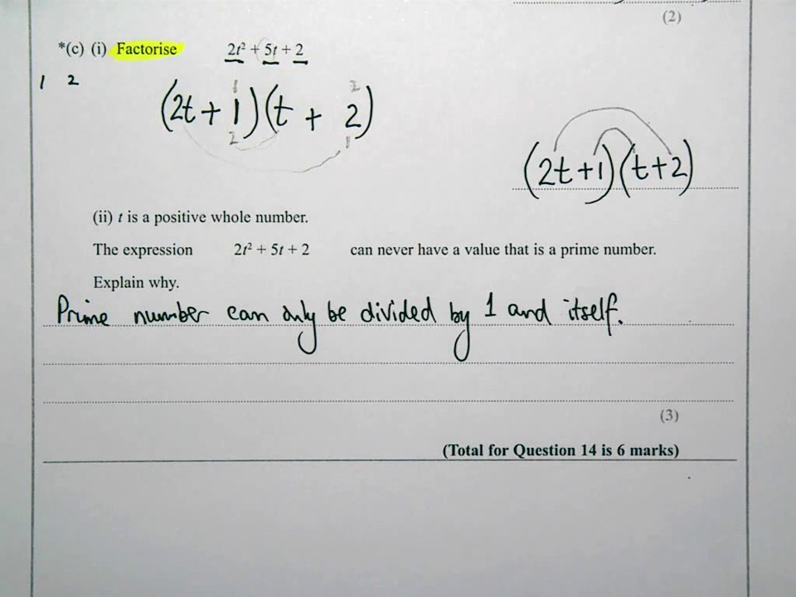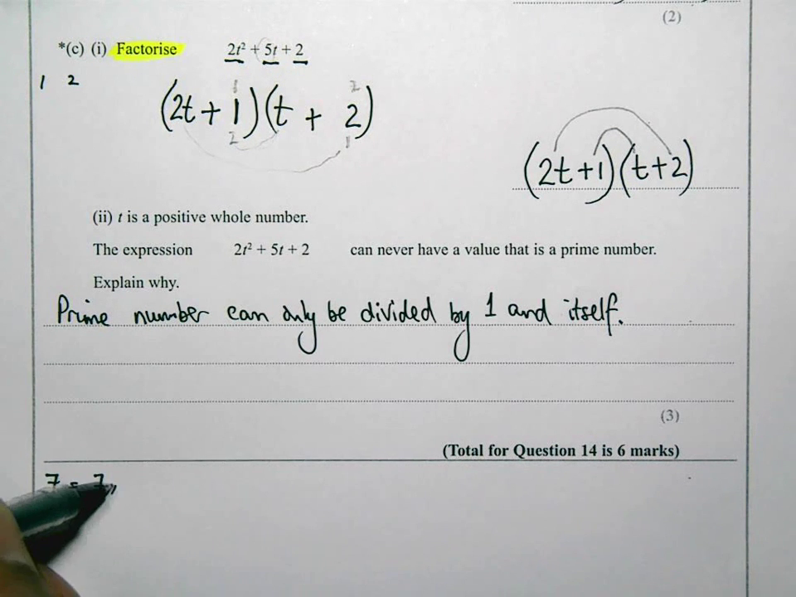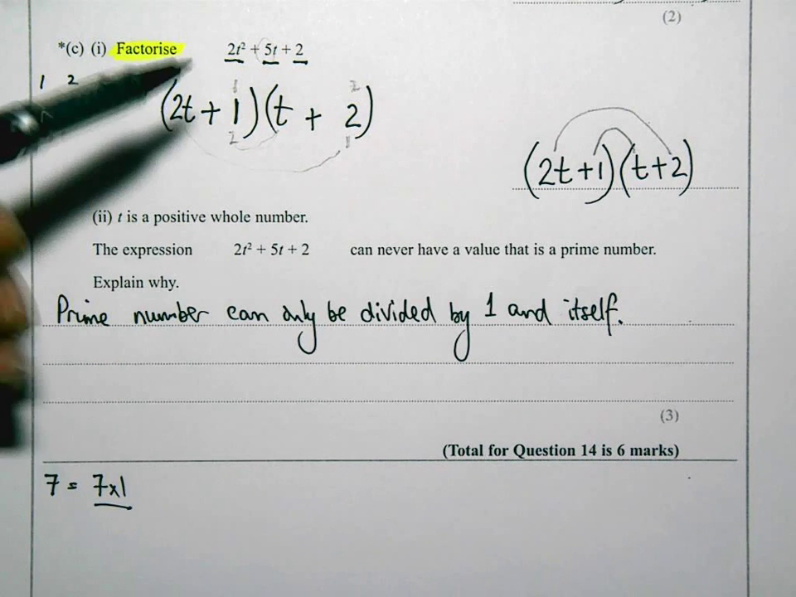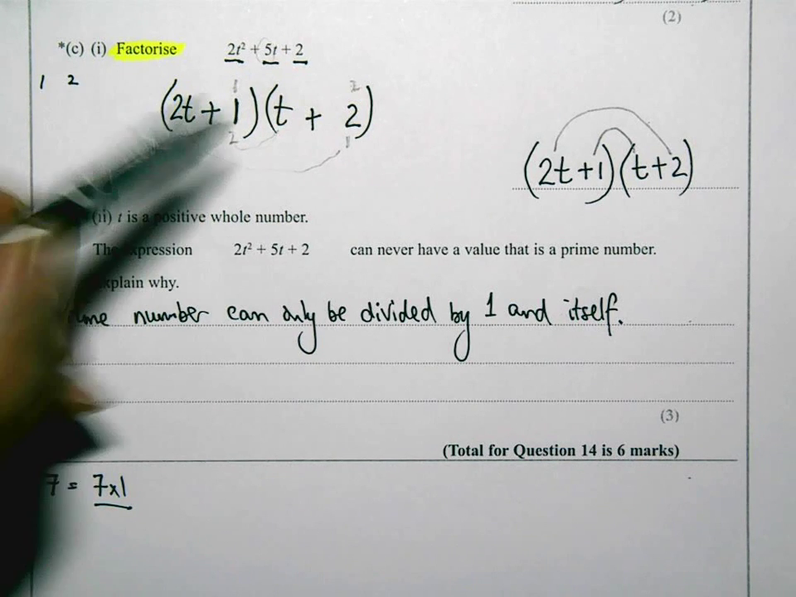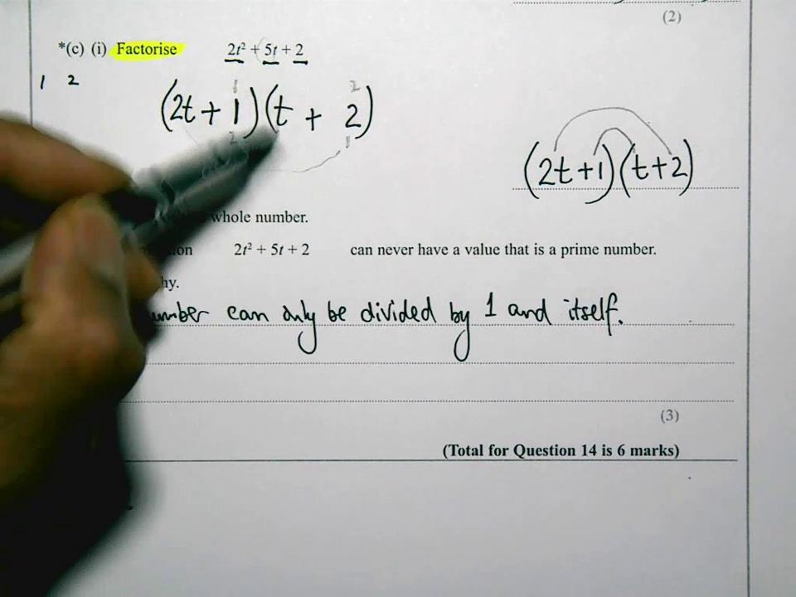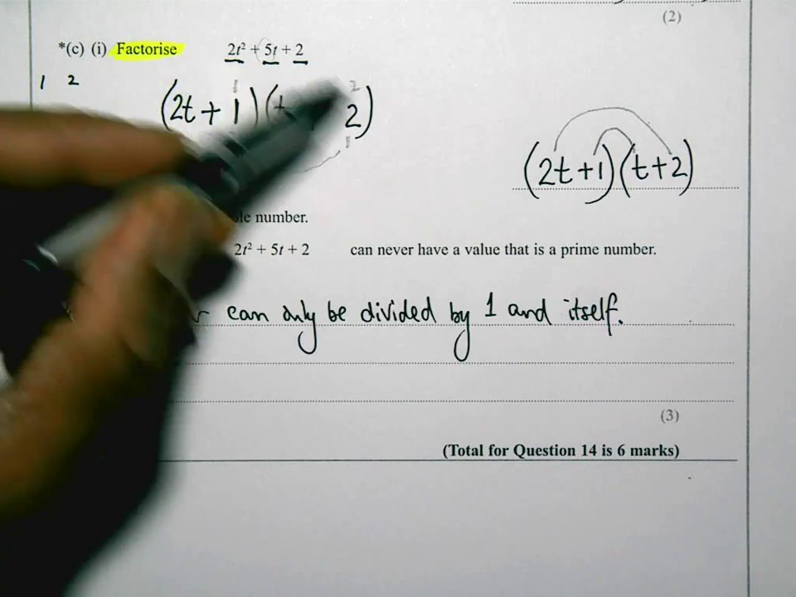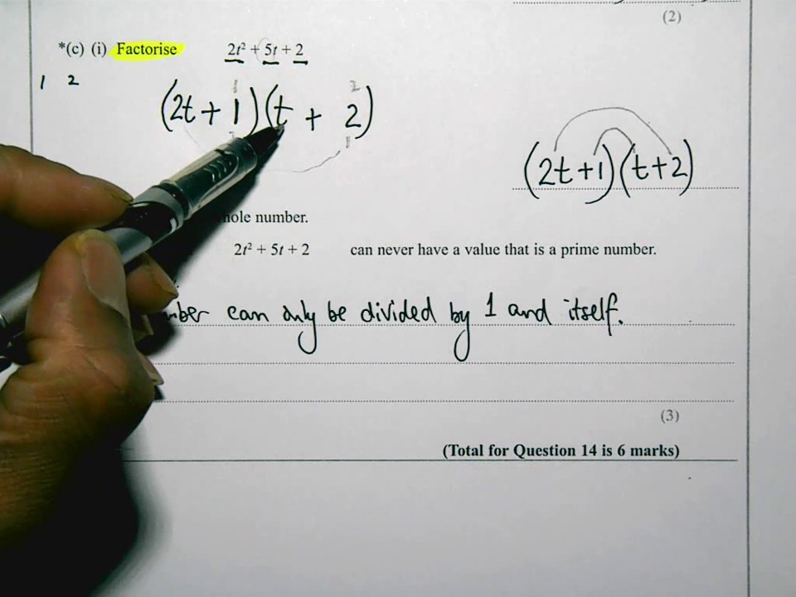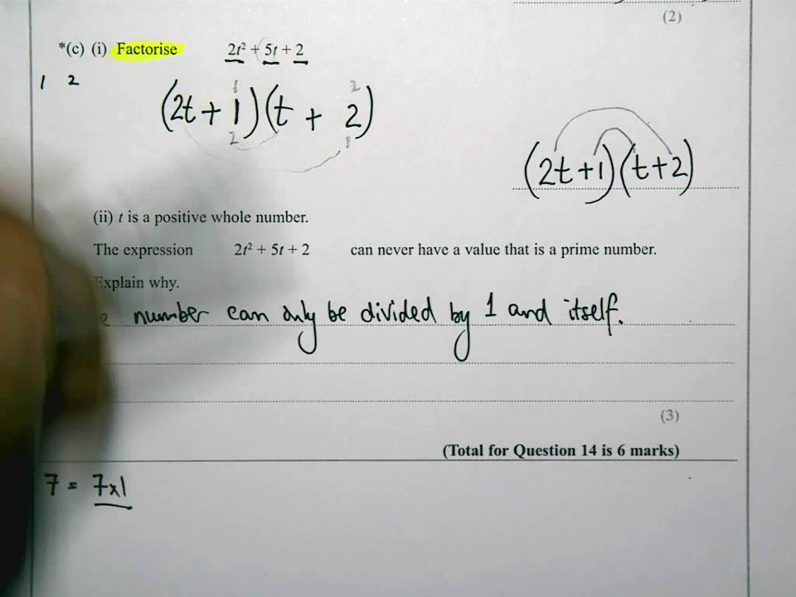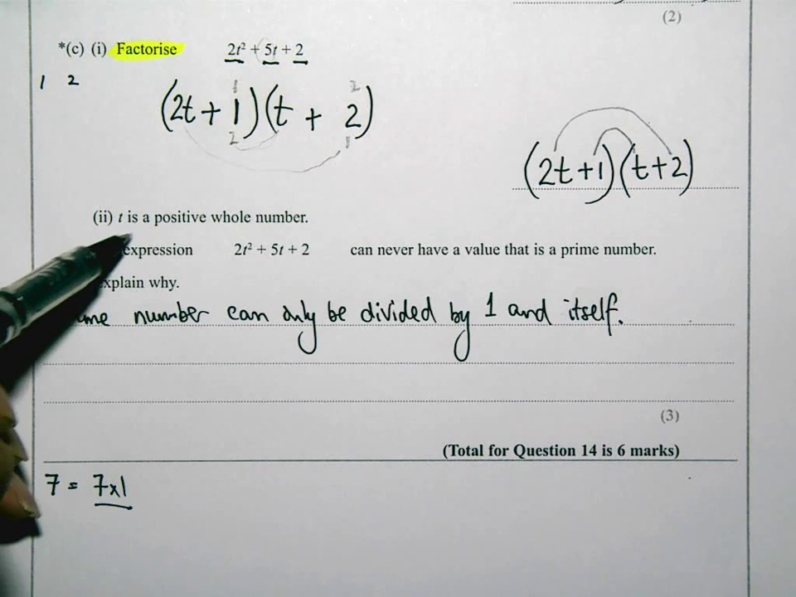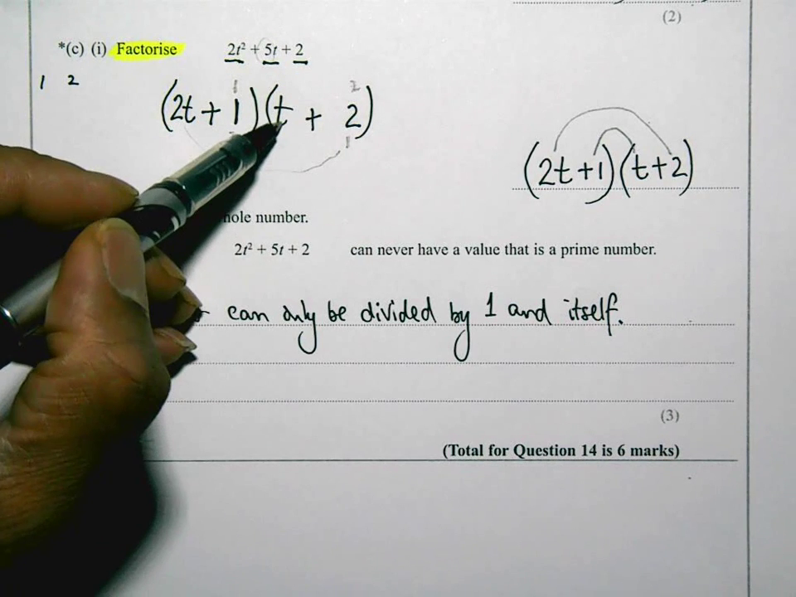So a prime number like 7, that's going to be 7 times 1. The 1 and the number itself are the only things that could go into it. And looking at these two, if t is a whole number and it's positive, then this particular expression here will always be bigger than 1, no matter what t is. So if t was the smallest possible whole number, say 0, then this would be 2. And if t was a positive whole number, so t was 1, then this would be 3. If t was 1, this here would be 3 as well.